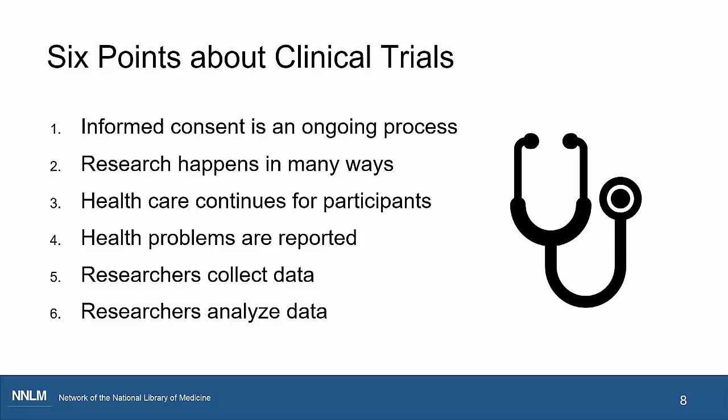Point 2. Research for clinical trials happens in many ways. For instance, studies can take place at hospitals, clinics, research centers, or universities. They may be conducted in person, over the phone, or online. The research could last a few days or weeks, or it could last for years. And in some clinical trials, all the participants will get the intervention being studied, while in others, only those assigned to a particular group will get it.